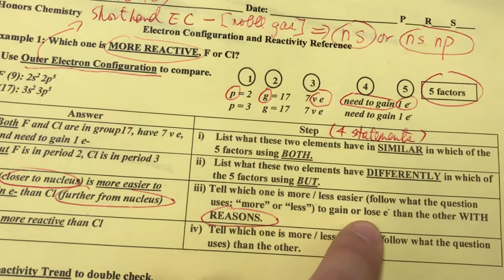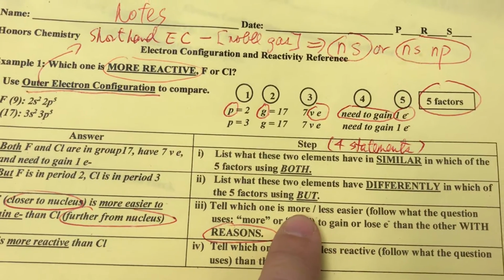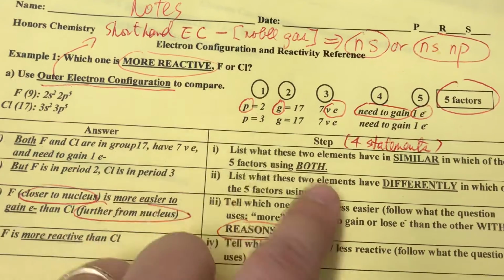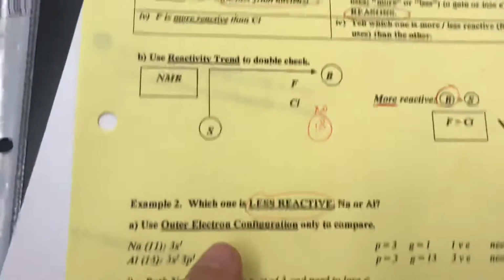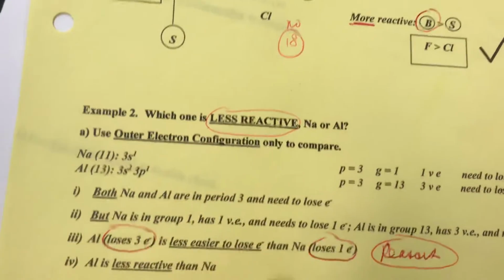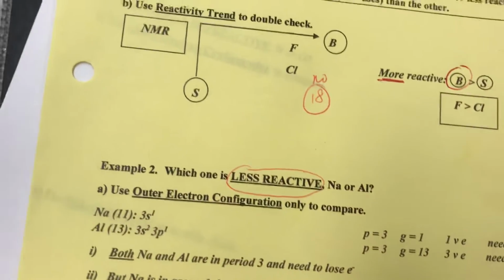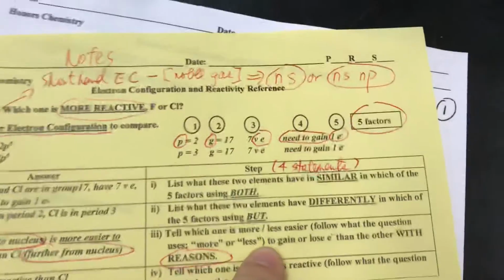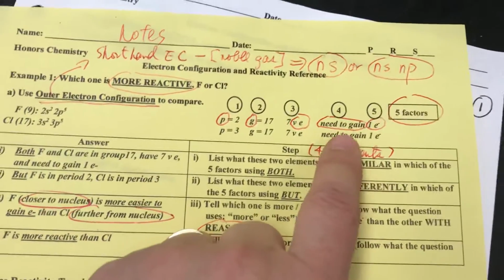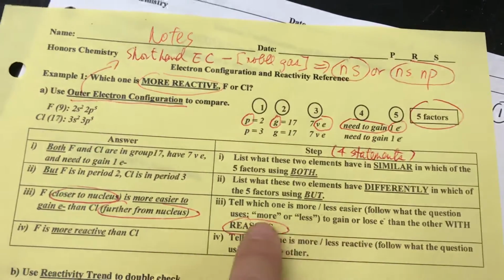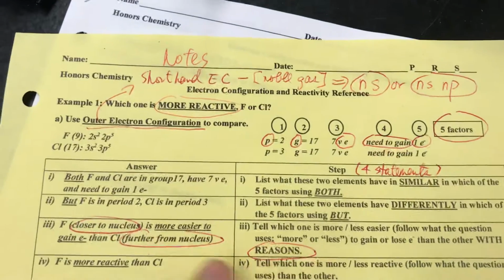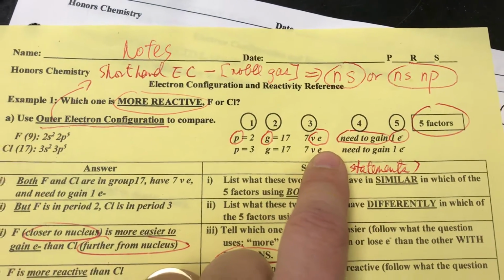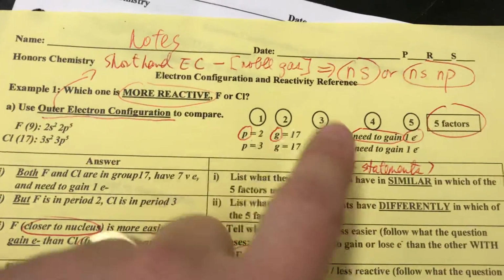And then step 3, you want to tell which one is more or less easier to gain or lose electron. Now, how do you know whether to use more or less easier? You look up the question. If the question says more reactive, then you use more easier. If the question says less reactive, then you use less easier. So you will not answer the wrong thing. You follow the question. Then to gain electron or to lose electron, based on the factor, give me the reason for both. So if you look up here, I'm looking for which element is easier to gain electron, because they both want to gain electron.